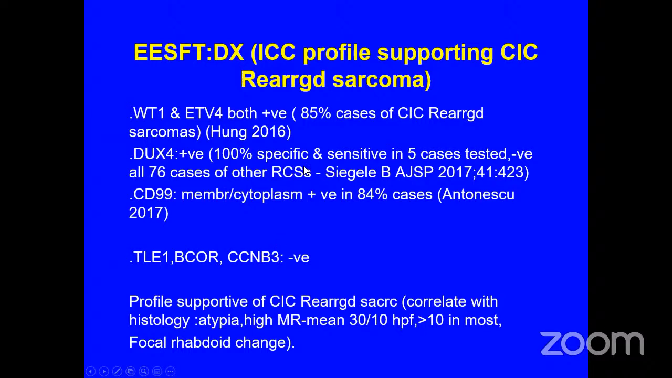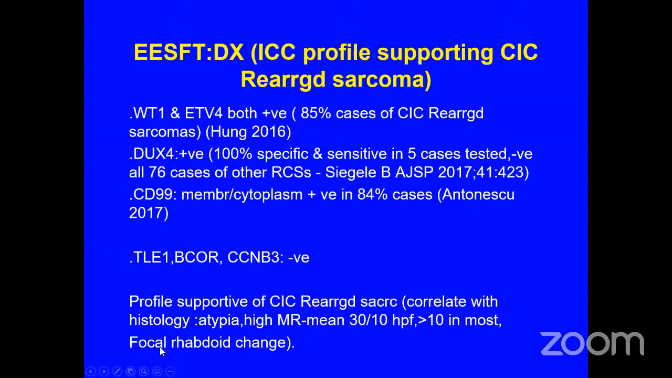Although I must also mention that you may want to do the negative markers, the TLE1, BCOR, and CCNB3 to rule out BCOR-rearranged sarcoma. So once you have this profile based on this condensed list of IHC markers, namely WT1, ETV4, and these negative markers, you are ready to go. This type of condensed profile will provide a strong support for your histologic working diagnosis of CIC-rearranged sarcoma, which you have made on the basis of these histologic features mentioned here on this slide.